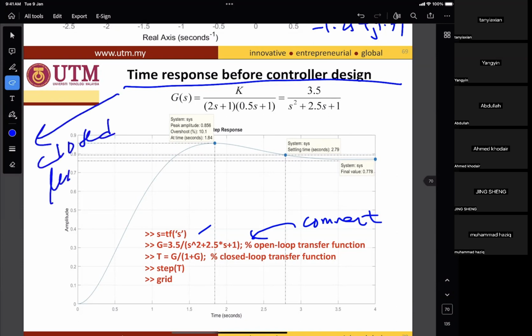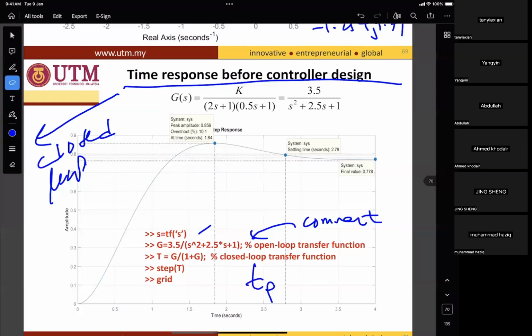So find T. T is equal to G over 1 plus G, which is the closed loop transfer function. And then step T, step closed loop transfer function, and then grid. So you get this response. What is the observation here?